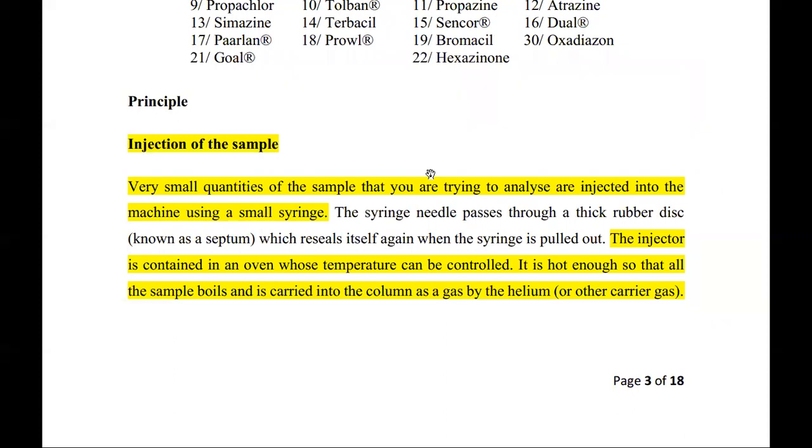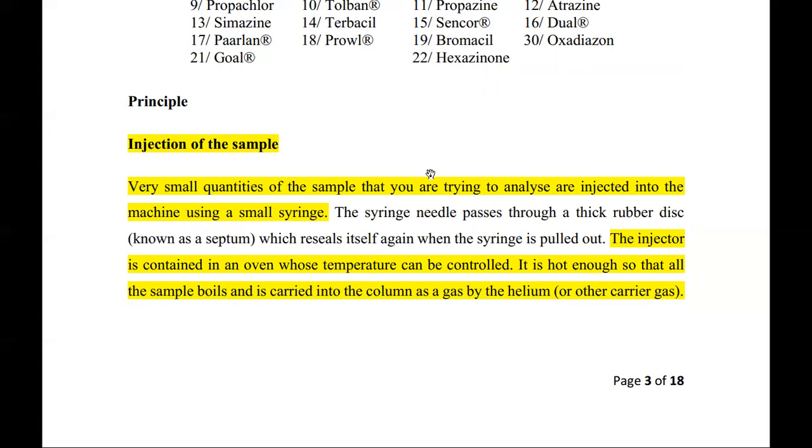Injection of the sample into the column, the one that is drawn on the left. A very small quantity of the sample is injected, because we're just trying to determine the types. We don't need a lot, especially if you're using HPLC, high performance liquid chromatography. Of course, the amount that you put there is of great importance. A very small quantity of the sample that you are trying to analyze is injected into the machine using a syringe. That's a syringe.